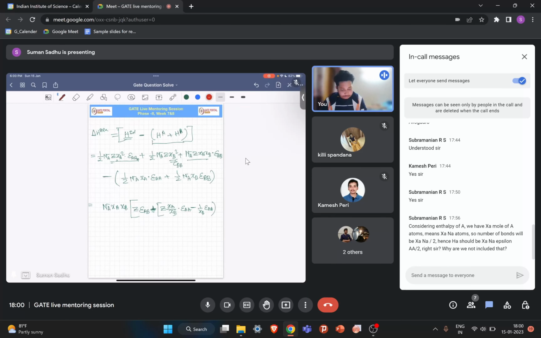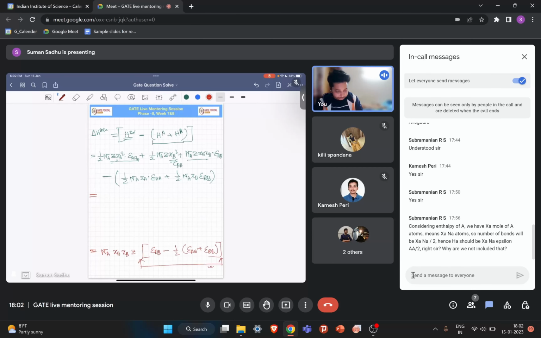The final expression should come as Na XA XB Z into epsilon AB minus half of epsilon AA plus epsilon BB. So this term will be independent of XA or XB. Is anyone getting this after simplifying the equation? Anyone of you getting it?